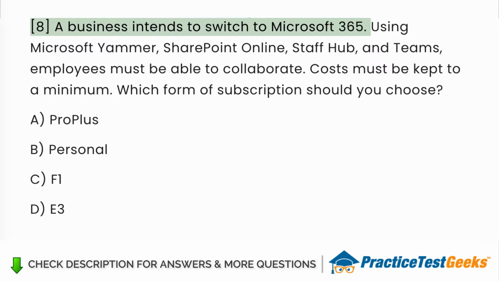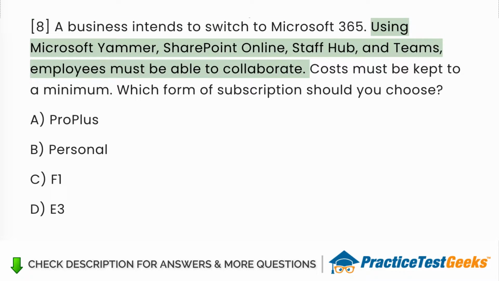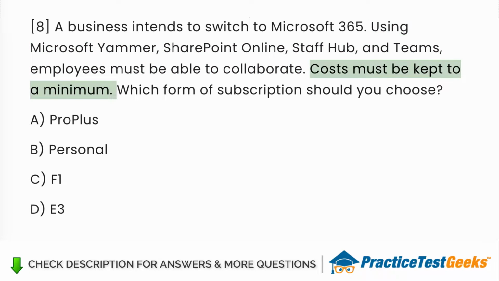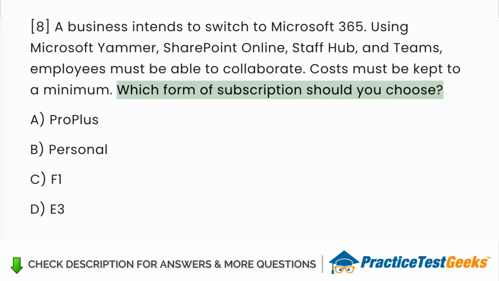A business intends to switch to Microsoft 365. Using Microsoft Yammer, SharePoint Online, Staff Hub, and Teams, employees must be able to collaborate. Costs must be kept to a minimum. Which form of subscription should you choose? A. Pro Plus. B. Personal. C. F1. D. E3.